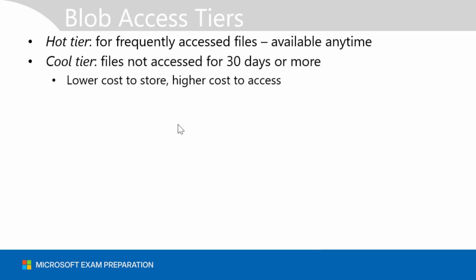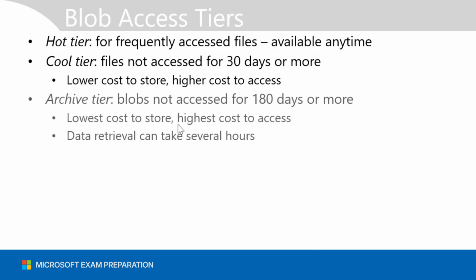Cool tier files are always available, but if you mark them as cool and then you don't access them for 30 days or more, then it costs less money to store them in Azure Storage. There is a higher cost to access the blob, but overall you'll save money if you haven't accessed it in 30 days or more. So cool tier is appropriate for files that you want to leave online and you need access to potentially at any time, but you typically don't need access more than once a month. The least expensive tier is called archive tier.